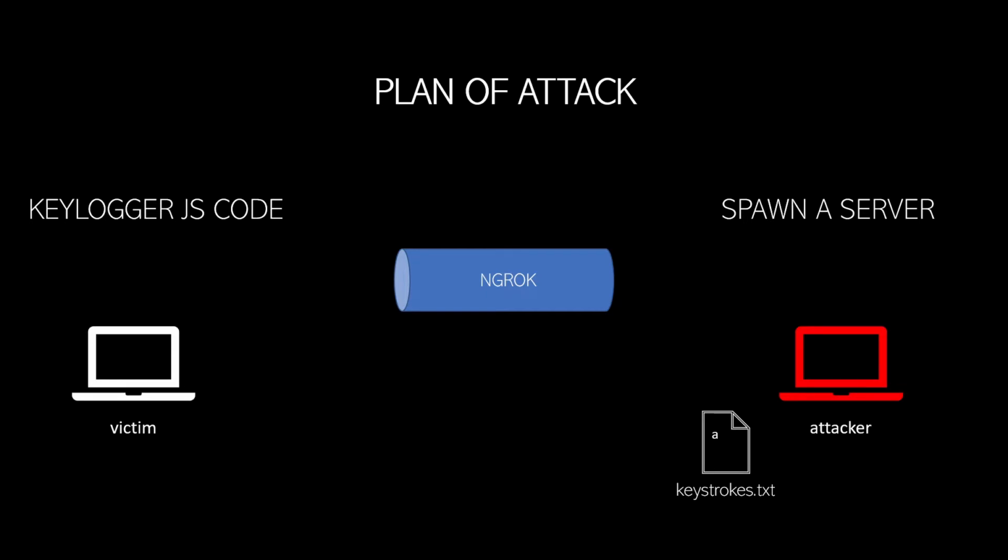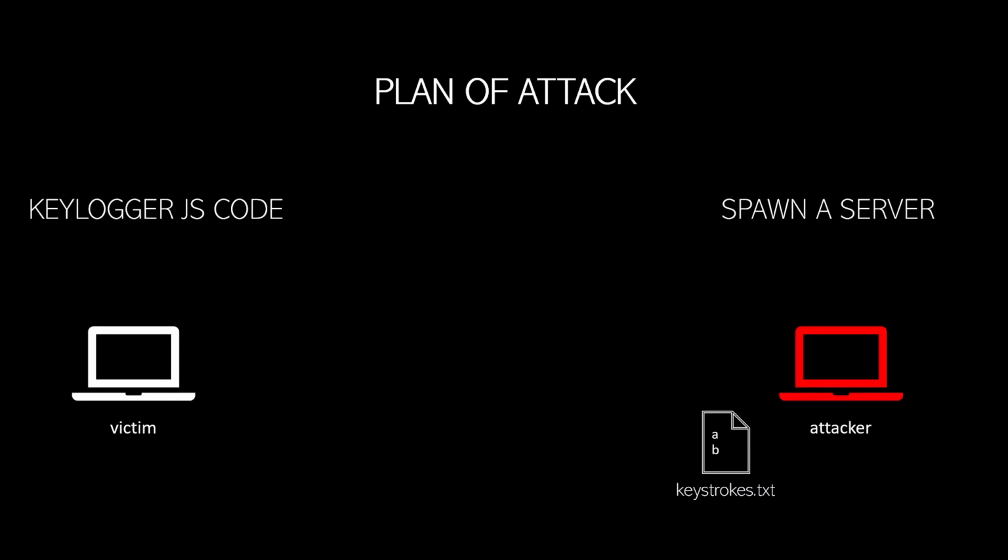Now when the victim presses the key B, a GET request is created with the parameter key value set to B. It is sent via ngrok tunnel to the server. The server analyzes the key parameter, extracts the key B, and then saves it inside the keystrokes.txt file. So that's the workflow behind this keylogger.